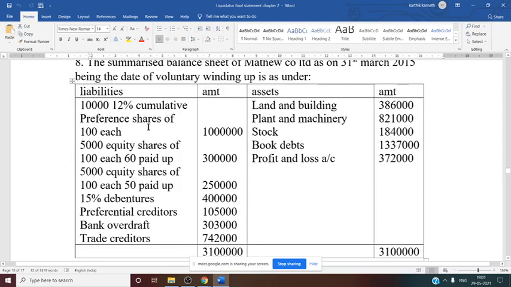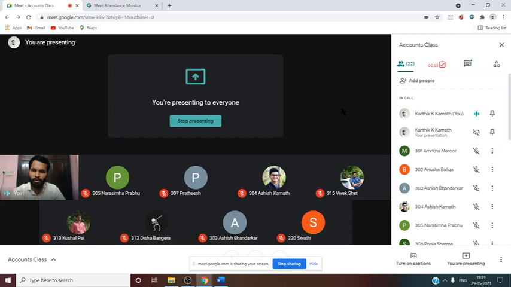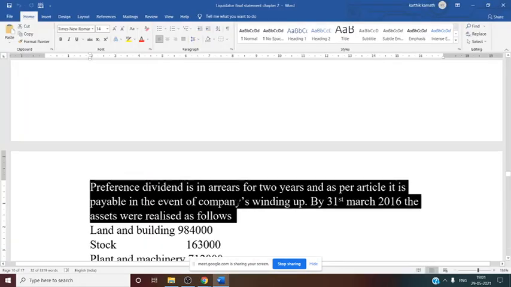We know the preference share capital is 10 lakh rupees. Take 10 lakh rupees into 12%, and into the number of years. Here 2 years' dividend is not paid, that is why you multiply by 2, and you will get the amount of arrears of preference dividend. So that is regarding preference dividend.